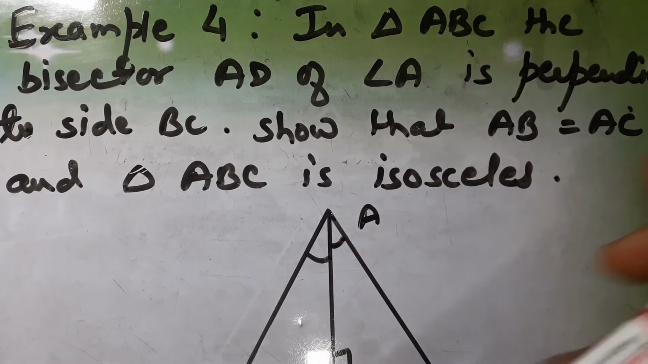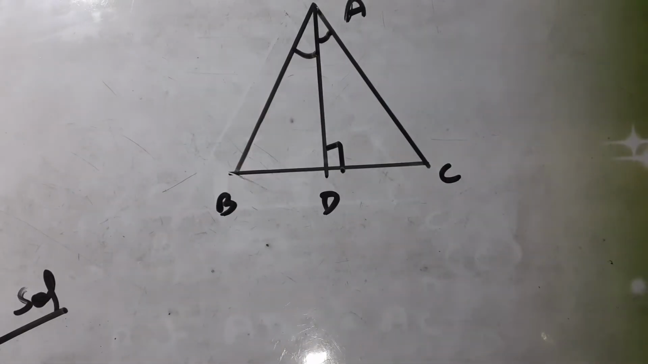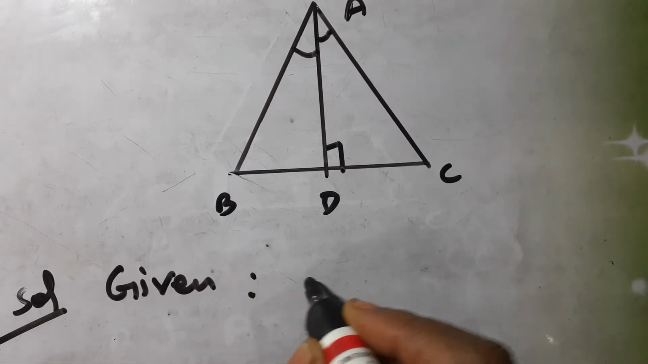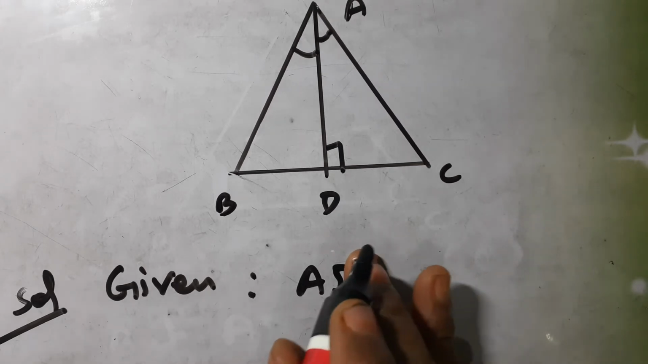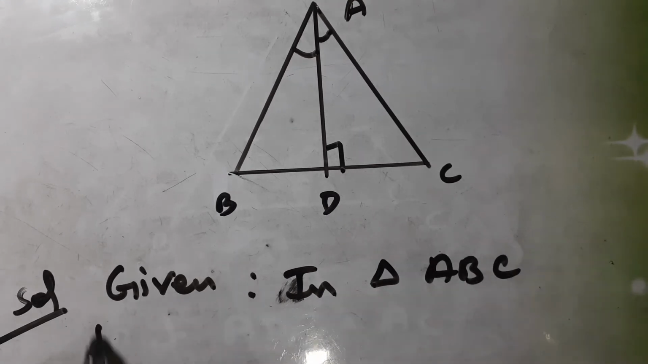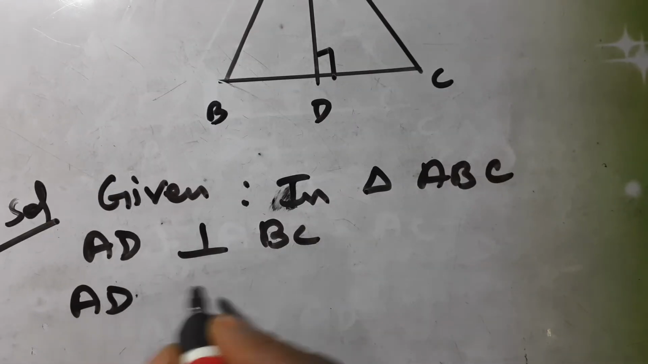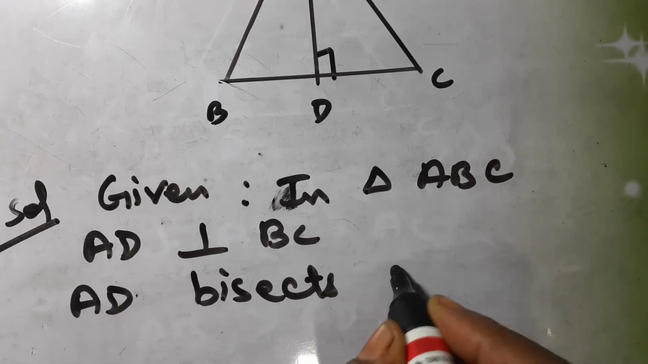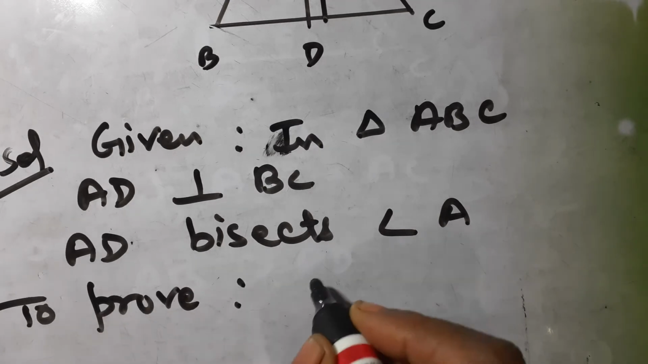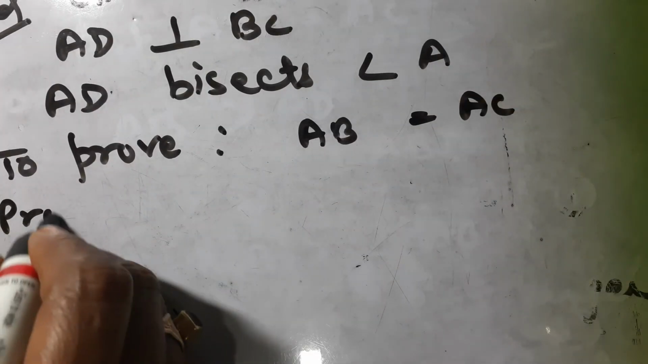Show that AB is equal to AC and triangle ABC is isosceles. So, given in triangle ABC, AD is perpendicular on BC. AD bisects angle A. To prove AB is equal to AC. Proof.